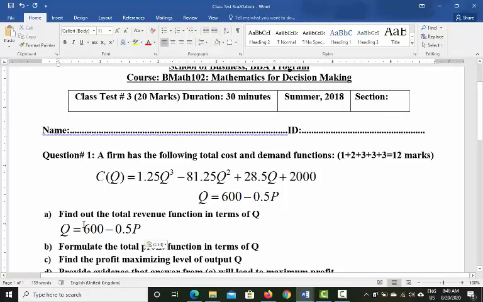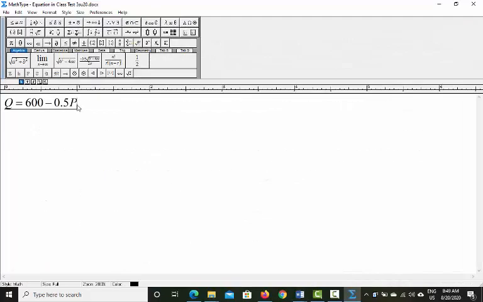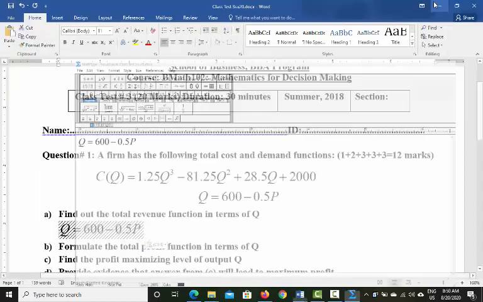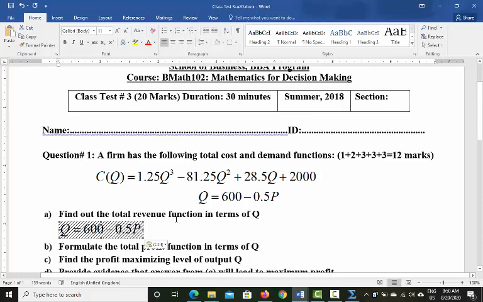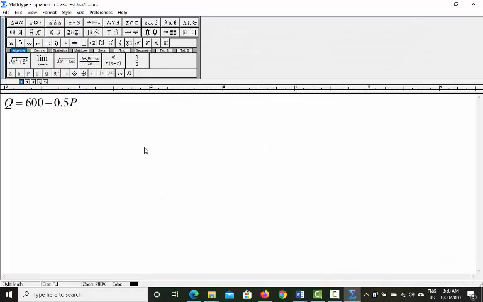Find out the total revenue function in terms of Q. This is the demand function where Q is the variable. The question is asking for the total revenue function in terms of Q, so in the revenue function only Q can be there, right? Revenue is equal to price multiplied by quantity.